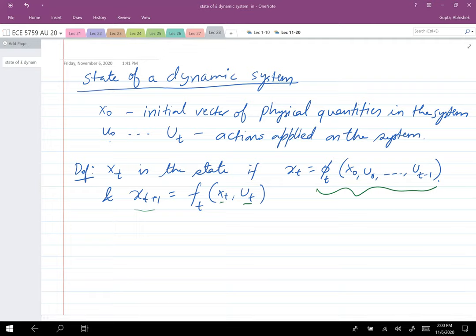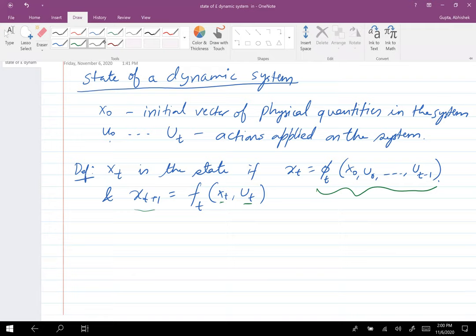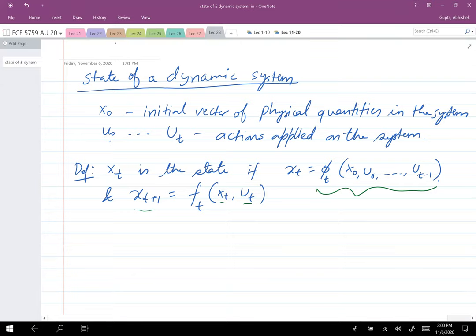Any question about the definition of the state of a dynamic system? Okay, and the next definition I'm going to talk about is the payoff relevant state, or you could equivalently say cost relevant state.